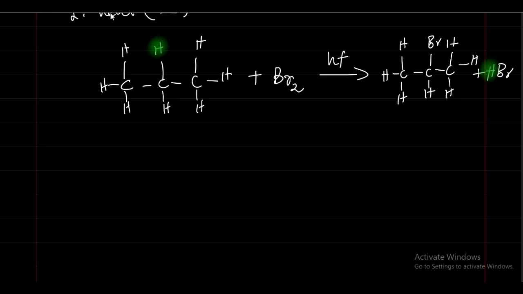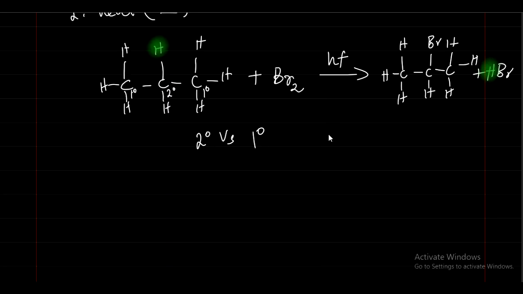So this H is the one that we have eliminated, that we have substituted from the secondary carbon. So now this carbon, this one secondary and then primary. So here we have a battle between the secondary and the primary, but I chose the secondary. Why did I choose the secondary? So here we have a secondary versus primary.